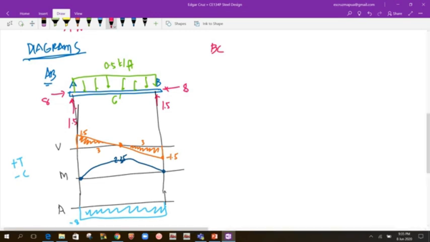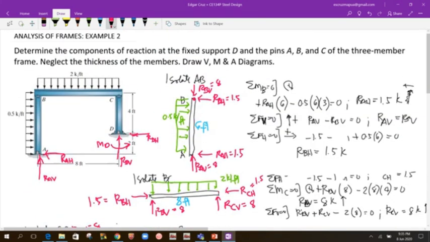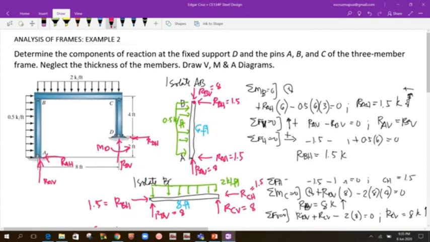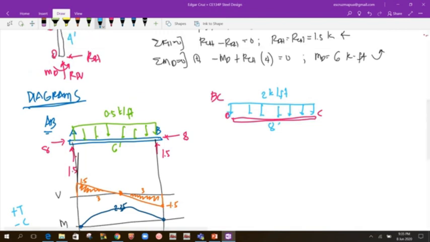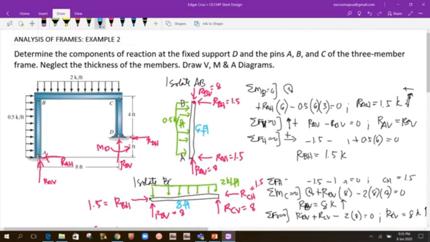How about for member BC? Okay, for member BC naman, so ito si B, ito si C. Diba ito yung horizontal member natin na 8 feet, tapos may uniform load siya rito na 2. So 2 kip per foot, tapos 8 feet yung length niya. For member BC, these are hinge din.